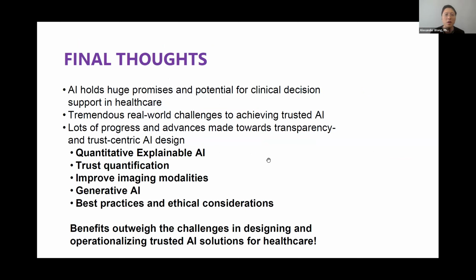And so just some final thoughts. For me, AI really holds tremendous promise and potential for clinical decision support in healthcare. However, there are tremendous real-world challenges to achieving trusted AI. Fortunately, a lot of progress and advances have been made towards transparency and trust-centric AI design, things like quantitative explainability, trust quantification, improving imaging modalities, leveraging generative AI to improve balance, and really employing best practices and ethical considerations in building AI. And in general, in my opinion, I deeply believe that the benefits really outweigh the challenges in designing and operationalizing trusted AI solutions for the healthcare space.